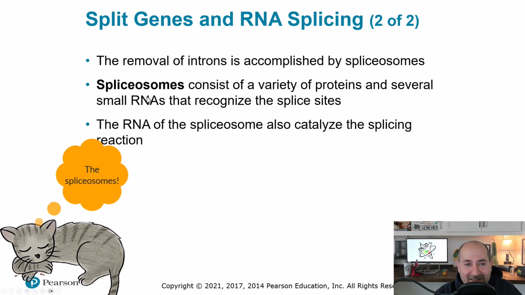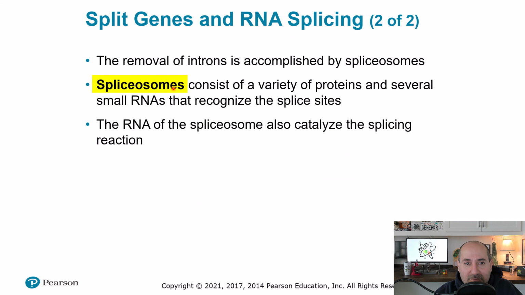So let's take a look at the spliceosome. The spliceosomes are responsible for removal of the introns. They consist of a variety of proteins and several small RNAs that recognize the splice sites. The RNA of the spliceosome also catalyzes the splicing reaction.